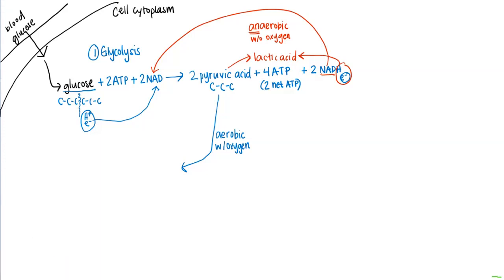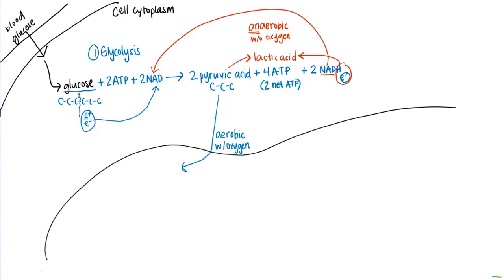So this is all the cell cytoplasm. So now we're actually going to be inside the mitochondria. So I'm going to draw this as the mitochondria. And you might recall that the mitochondria has actually 2 membranes. It has an outer membrane, which is the one I just drew, and it also has an inner membrane.